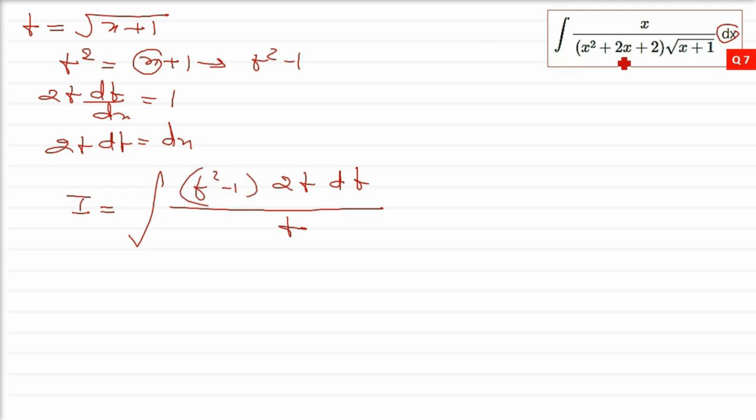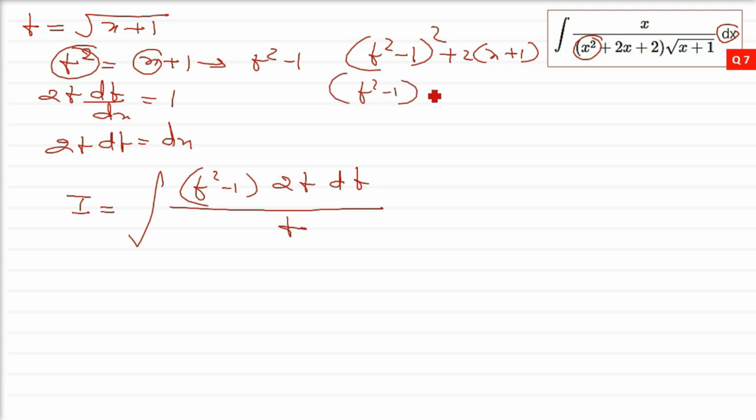X square plus 2x plus 2, where x is t square minus 1. So x square will be t square minus 1 whole square, plus 2x plus 2. You can take 2 outside and x plus 1 you can take, but x plus 1 is directly t square. So t square minus 1 whole square plus 2t square it has become.